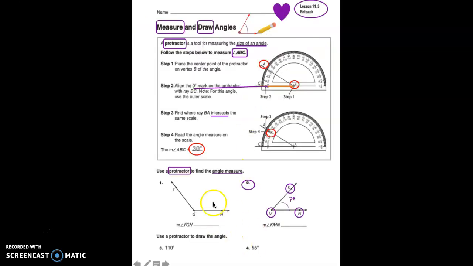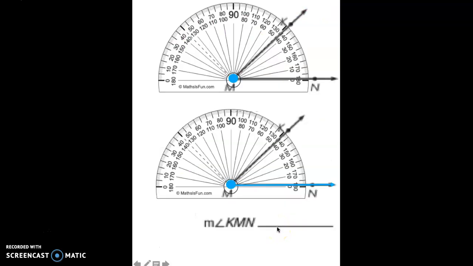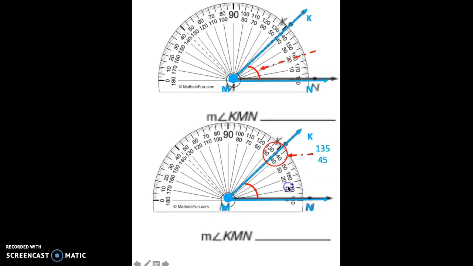Let's try another problem. Find the measure of angle KMN. Step 1, I've lined up my vertex right in the middle of my protractor. Then I've taken my vertex and I've also lined up my ray for M and N on my 0 degree mark.